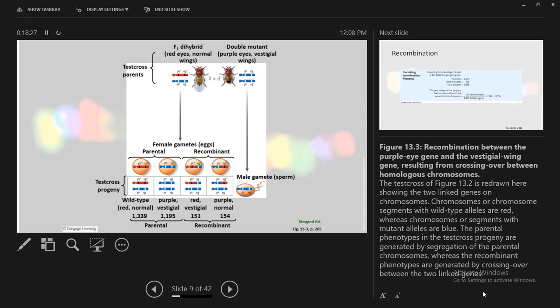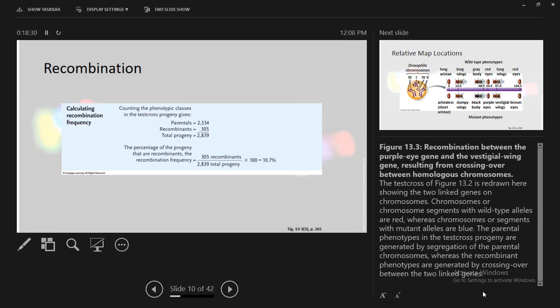Here's how we'll quantify it. We will take the total number of recombinants, all of the offspring that have a unique genotype, not present in mom and not present in dad, and divide that by the total number of offspring, times 100%. If they are sorting independently, what should this number be? 50%. If they are sorting independently, 50% of your offspring should have unique combinations, combinations that weren't found in mom or dad.